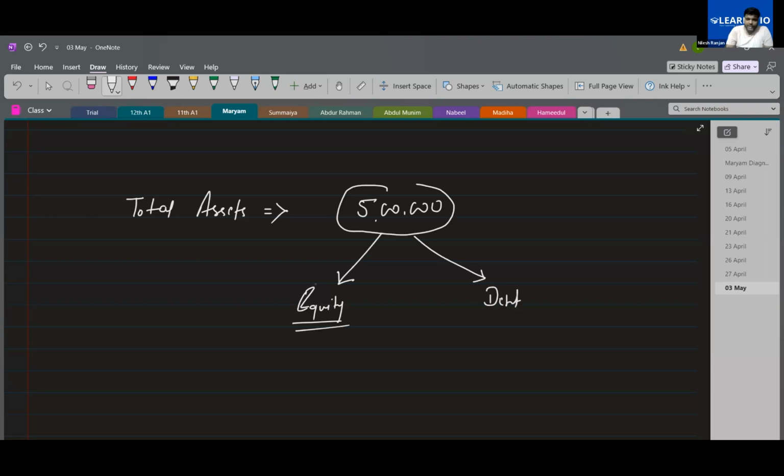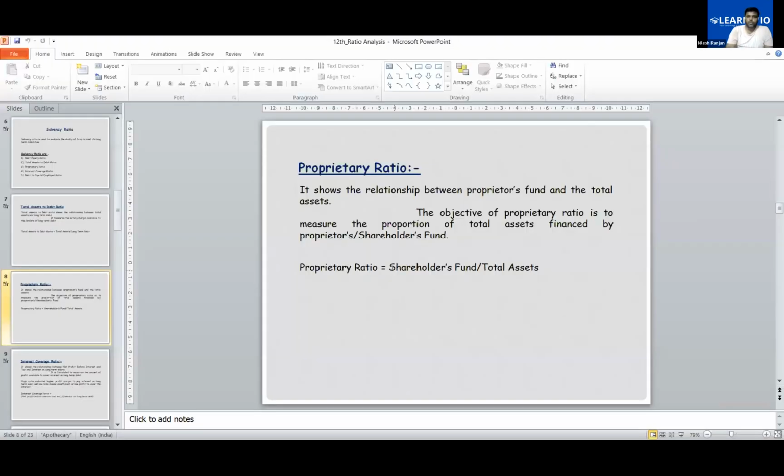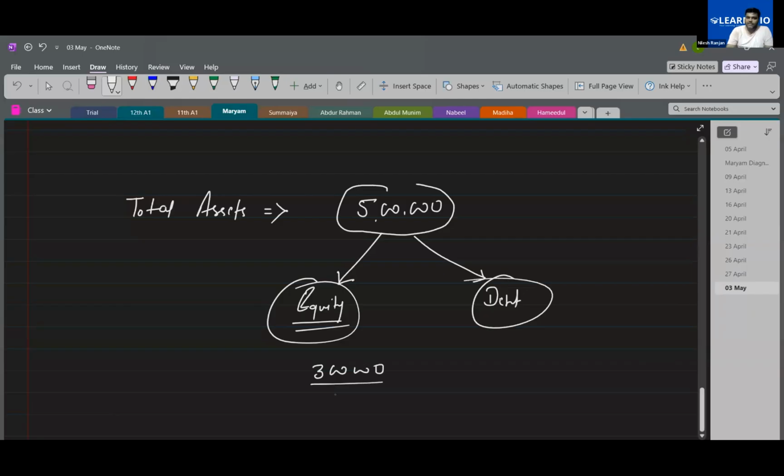If we calculate this, it will automatically tell us the other. So if 60% is from equity, then 40% is from debt. If 50% from equity, then 50% from debt. So one is enough to know both. Proprietary ratio equals shareholders fund divided by total assets. If shareholders fund is 3 lakh and total asset is 5 lakh, it means 0.6 to 1: 60% of total assets comes from equity, and 0.4, that is 40%, comes from debt. This is the main objective.